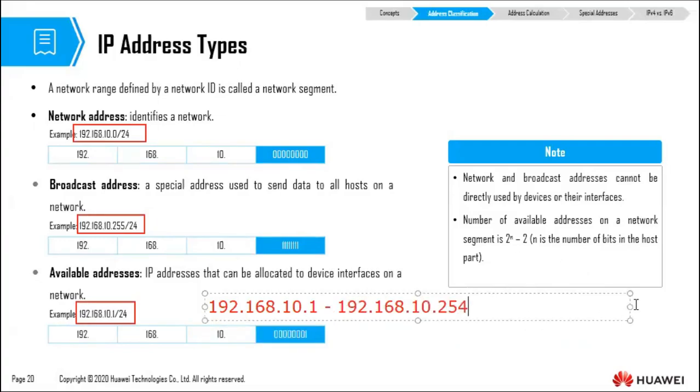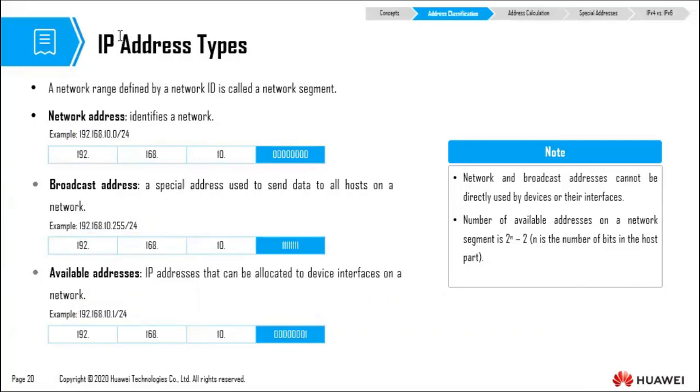Is that clear, by the way? Or is it confusing? The first available address is the network address plus 1. The last available address is the broadcast address minus 1. It makes sense, right? Okay, so let's move on.